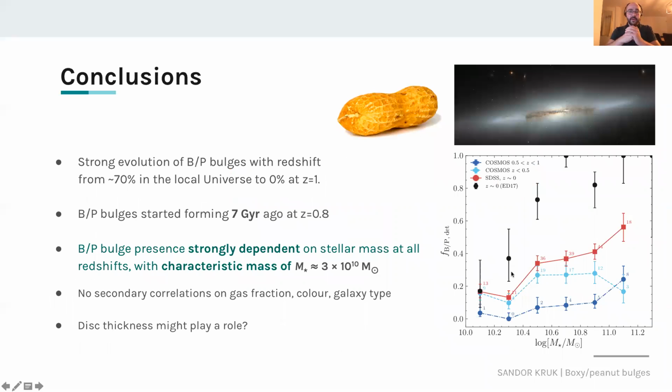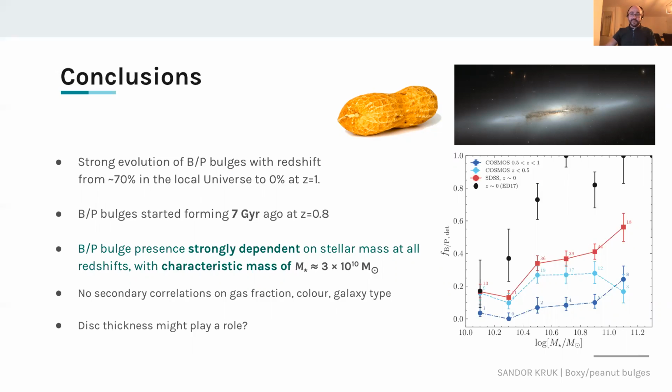So in conclusion, we find a strong evolution of BP bulges with redshift from 70% locally to 0 at redshift of 1. They start emerging 7 billion years ago at redshift of 0.8. The presence of a BP bulge is primarily and strongly dependent on the stellar mass of a galaxy, with over 80% of massive galaxies like our Milky Way hosting such a structure. This strong mass dependence is maintained for other redshifts as well. So the structure given by the dynamics of stars in galaxies seems to be changing at a characteristic mass scale of 3 times 10 to the 10 solar masses.